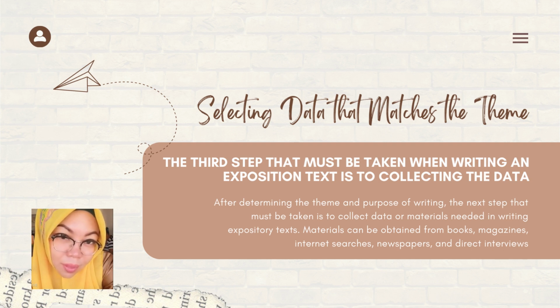After determining the theme and purpose of writing, the next step that must be taken is to collect data or materials needed in writing expository texts. Materials can be obtained from books, magazines, internet searches, newspapers, and direct interviews.